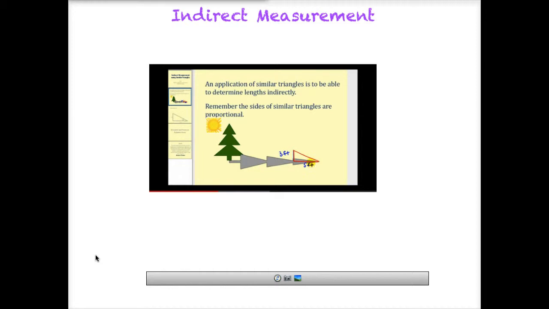And there's actually a much larger triangle formed using the tree and the shadow of the tree in the same way we formed this small red triangle. There's a triangle formed by the tree and the shadow of the tree.